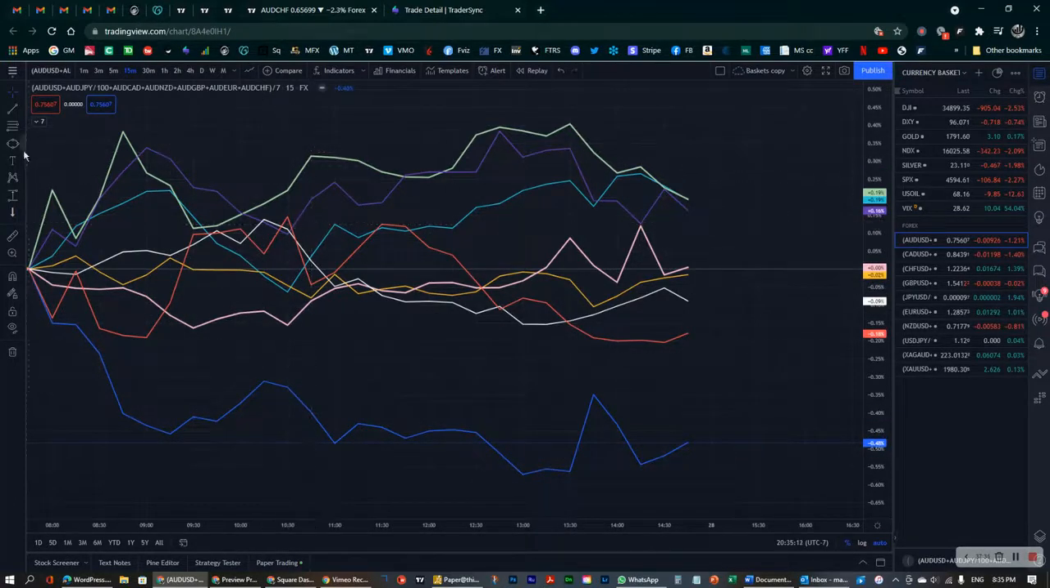But then you'll get like little huddles. I'm not even going to circle it because I don't want to deal with it. But look at this little huddle here. CAD yen. Short the CAD, go long the yen. Where's another one? Let's see.